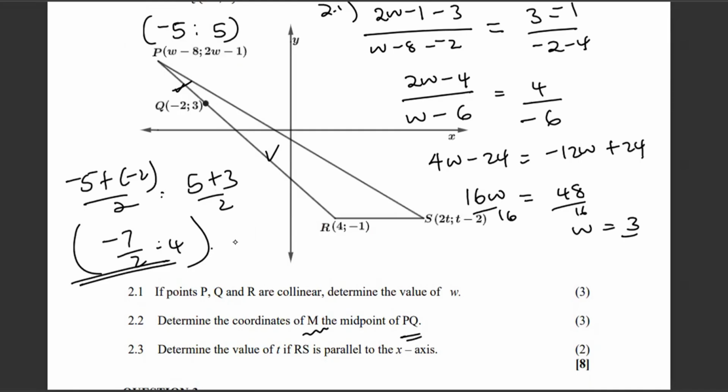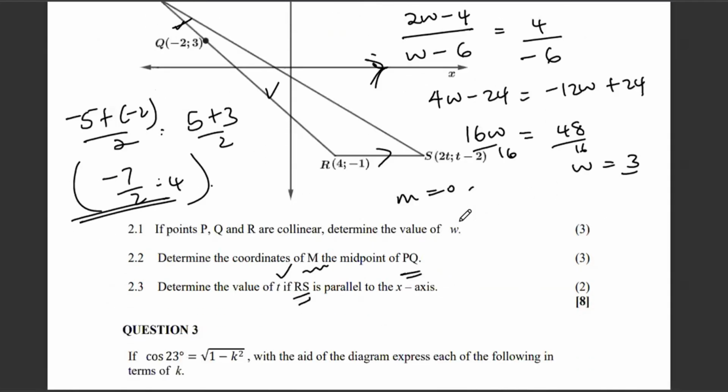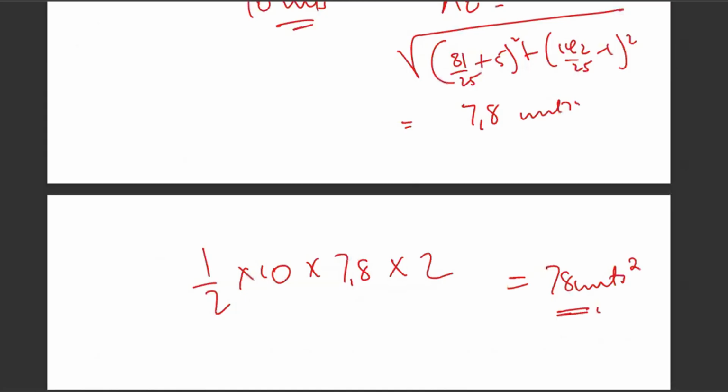And then they want us to get the value of T if RS is parallel to the x-axis. So one thing we know about the gradients of these two x-axis and that is that the gradient is going to be 0. So I have to do the gradient formula, equate it to 0, and then find that. So it's going to be 2t, t minus 2.